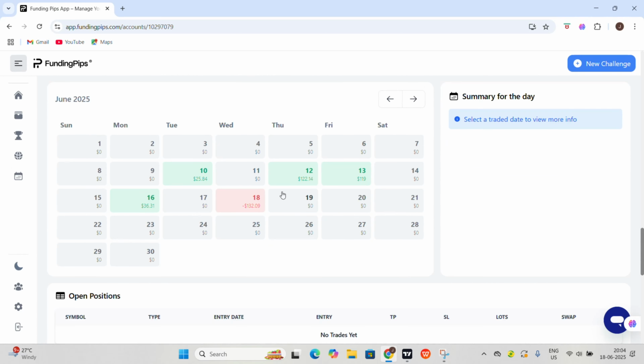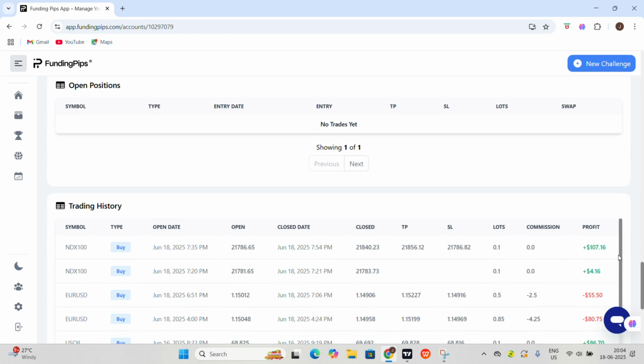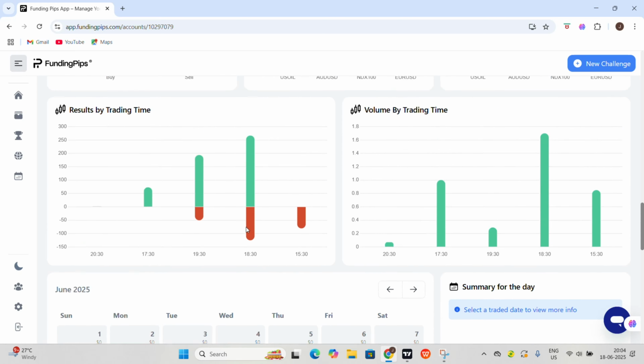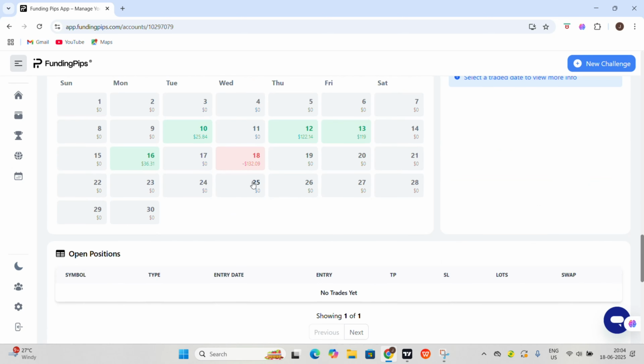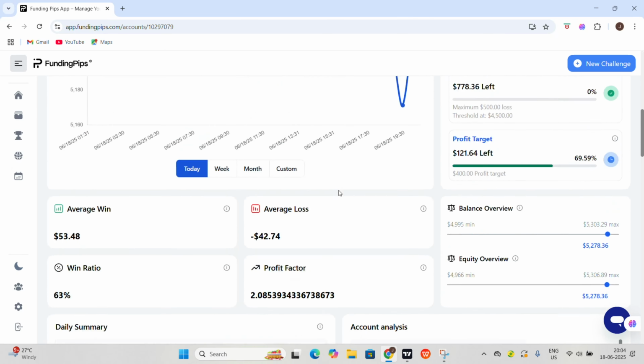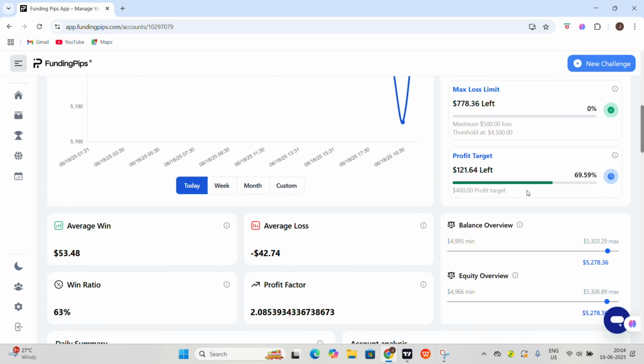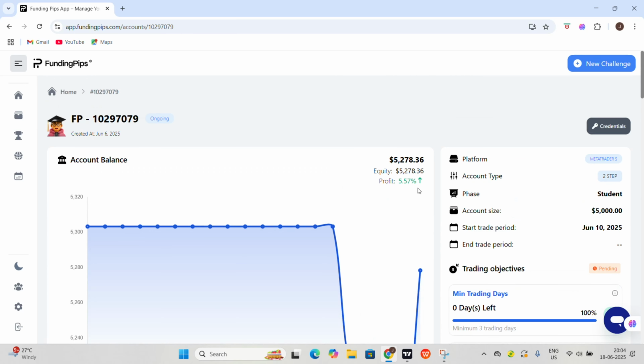For now. Here you can see that I've traded 4 days, and here we can see a $132 loss, but actually it has not calculated the $107 profit. This dashboard hasn't calculated that yet. So as you can see right here, my balance is $278. I have $121 profit left to pass this account. So that's all for this video. See you in another one.